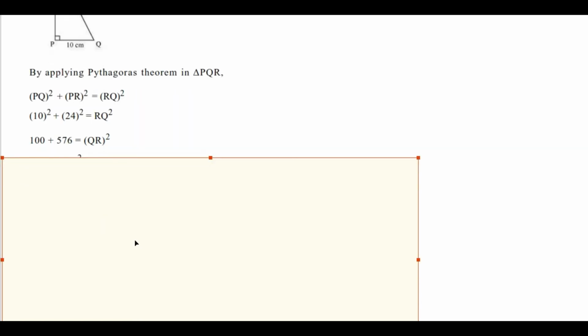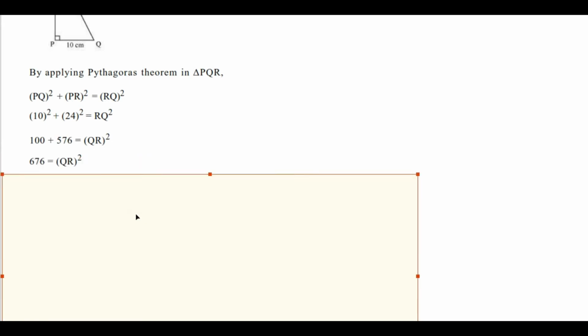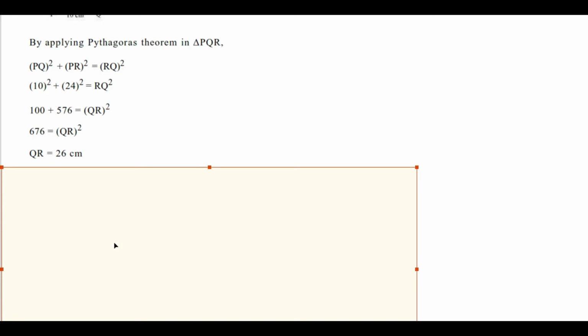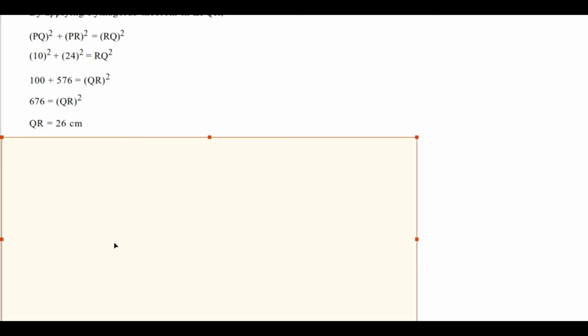Now after that, 100 plus 576 equals QR square, which equals 676. And you will see that 676 is the square of 26. If you multiply 26 with 26, you will get the answer 676. Now, next question.